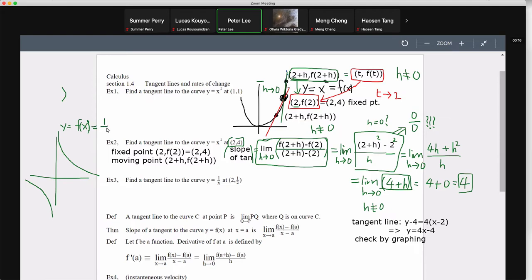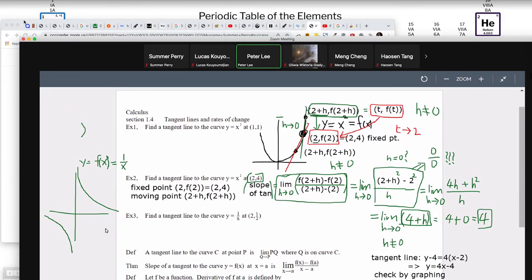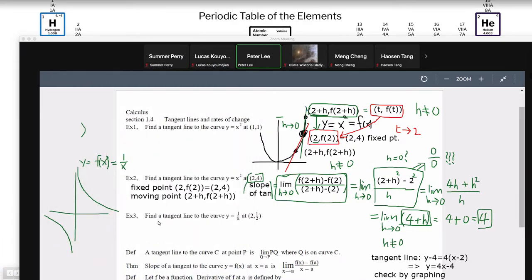These are 1 over x. So now the question is, how do we get the tangent line? Again, to get the tangent line, we are going to find the slope of the tangent line first, and then we will get the tangent line. So all we have to do is get the slope, and then we have a point here, and then we'll be able to write the tangent line equation.